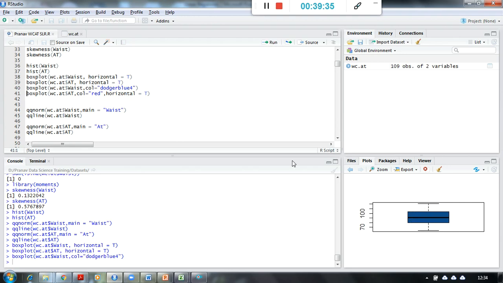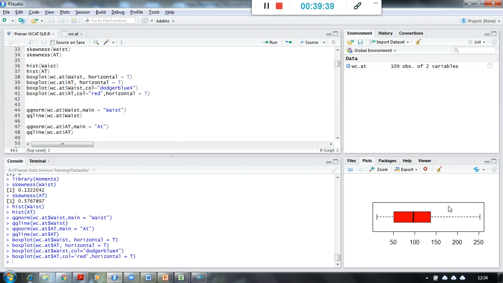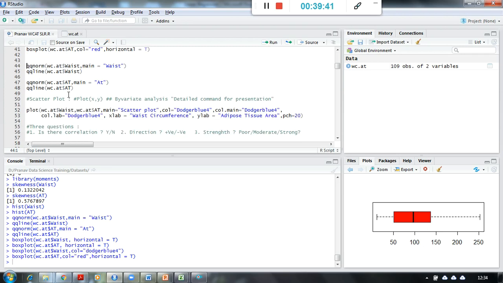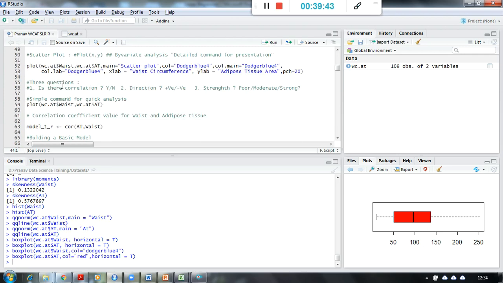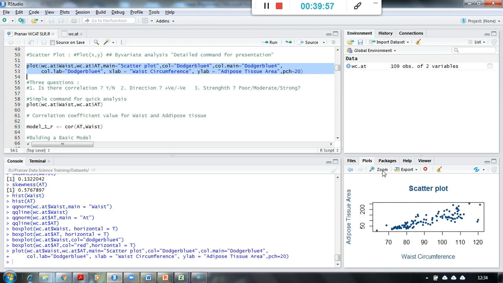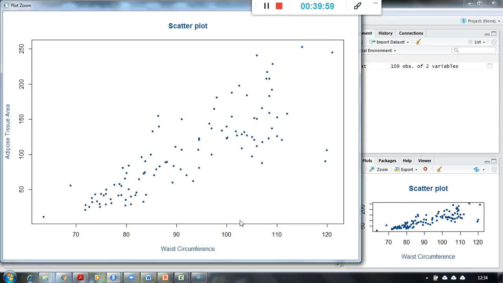The same box plot, if I have to plot it horizontally, I will say horizontal equal to TRUE, and it will be plotted like this. Alright, so that's the basic stuff. About the scatter plot also, this is a complete, detailed command. If I want to plot a scatter plot for presentation purposes, I can plot it like this. This is a detailed scatter plot, which gives me the same plot between waist and adipose tissue.